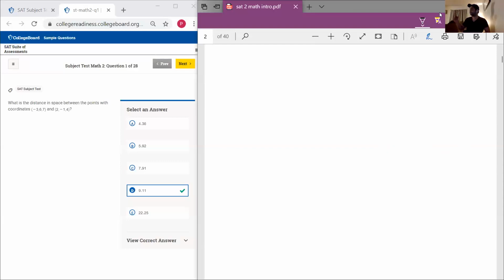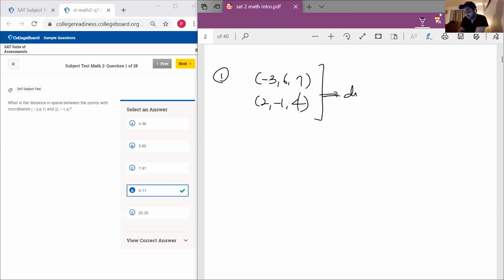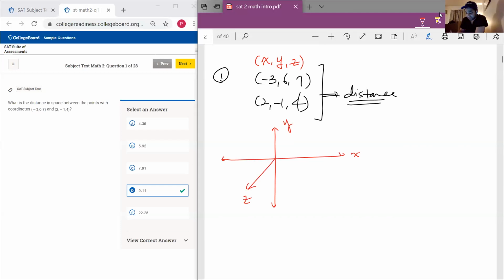All right, so the first one, we have: what is the distance between the points (-3, 6, 7) and (-1, 4)? Okay, so you want the distance. Guys, this is in 3 dimensions. You have a triplet x, y, z, right? So it's not just the x and the y axis, you have a z axis somewhere here.